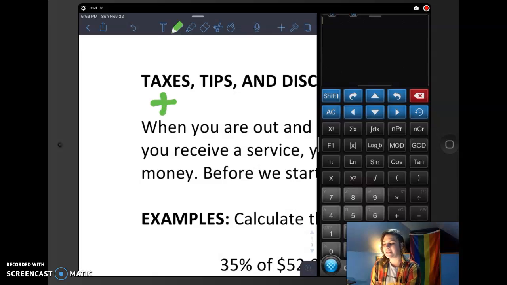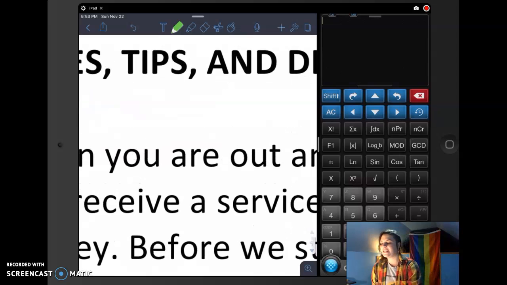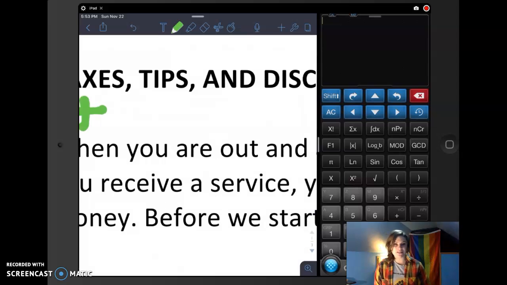So I'm going to put a little plus sign underneath there just to make sure you remember taxes are adding. Next, we have this idea of tips. So tips are something that you choose to pay extra because you really appreciate the person or you really appreciate the service that you're getting.